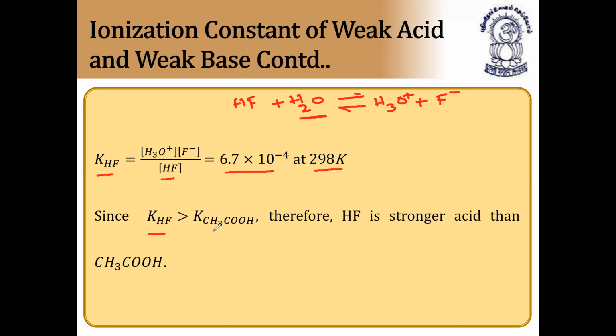Since Ka of HF is greater than Ka of CH3COOH, therefore HF is a stronger acid than CH3COOH. Higher the value of Ka, stronger is the acid. And this is 10 to the power of minus 4 compared with 10 to the power of minus 5. So minus values you have to consider, and you'll get the answer like this. The statement is a simple statement: higher the value of Ka, stronger is the acid. That's all, simple, because Ka is proportional to H3O plus ions.